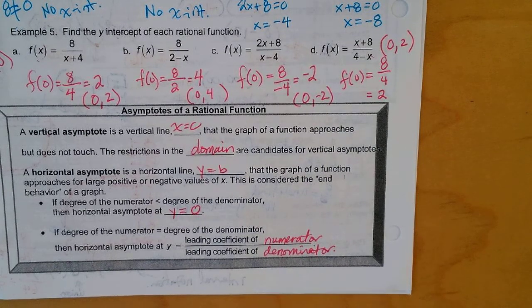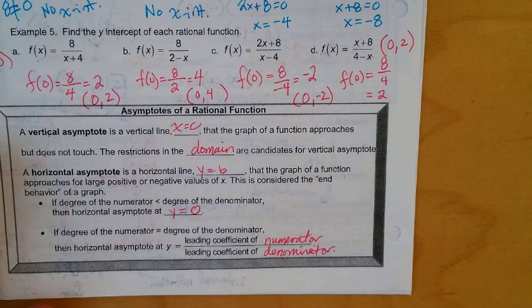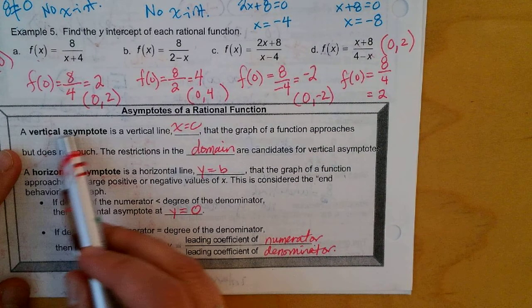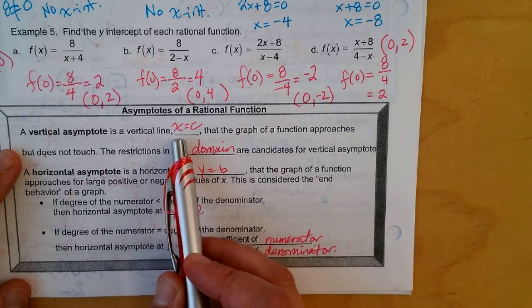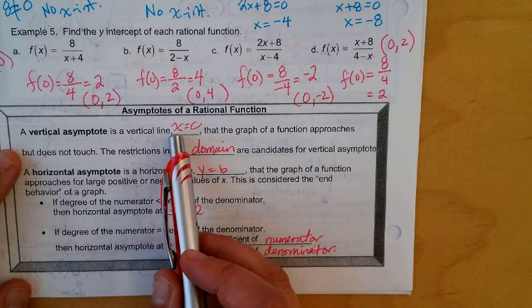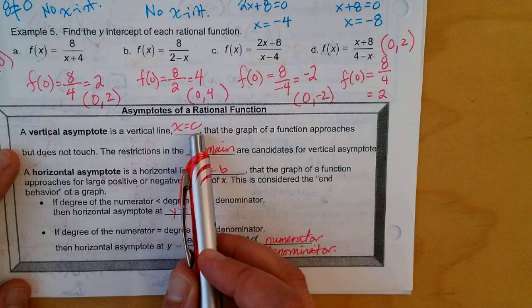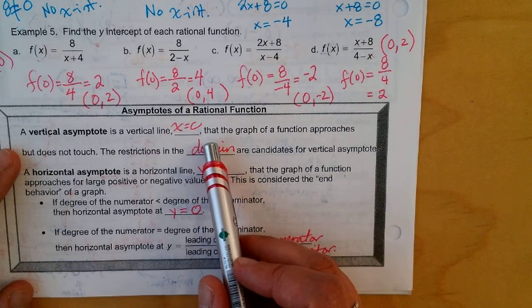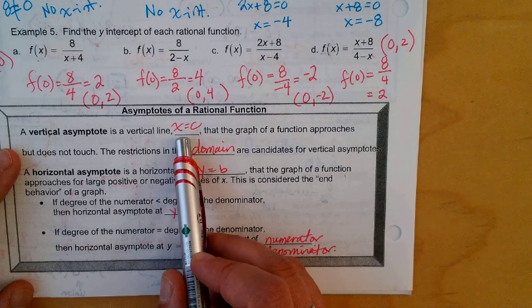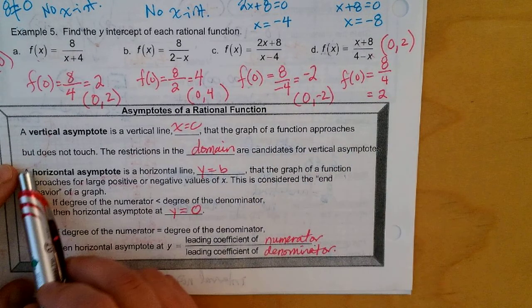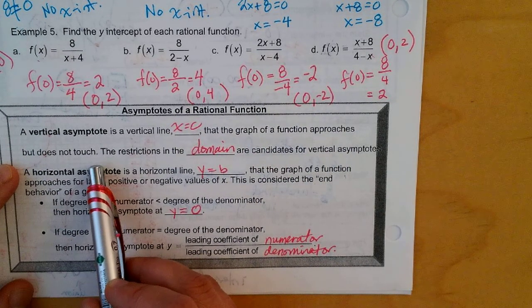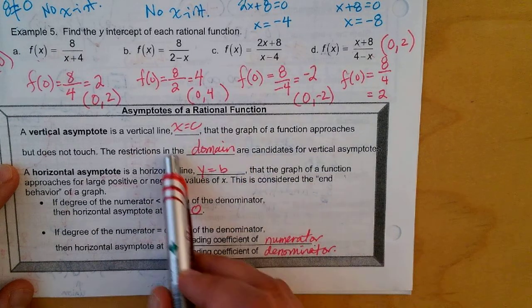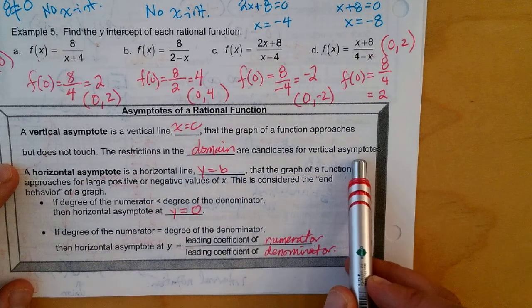Let's talk now about the asymptotes. What is an asymptote? The asymptote is what we were seeing on that graph, where the graph does not pass. The vertical asymptote is a vertical line. A vertical line is always in the form of x equals a number. That's why this says x equals c, c being an arbitrary number, a constant. That is going to form a vertical line that the graph of the function approaches but does not touch.